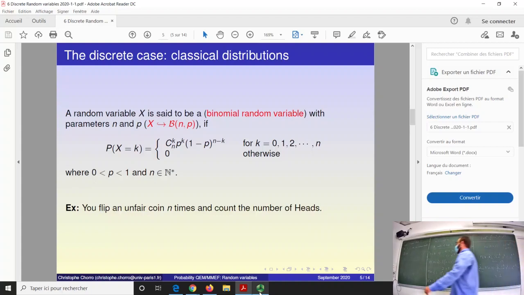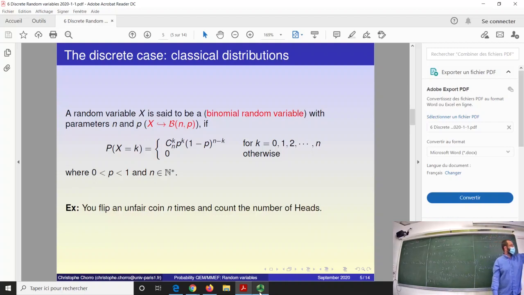What I want you to prove is that X1 + X2 + ... + Xn, the sum of my independent Bernoulli, follows a binomial of parameters n and p. If you do the sum of n independent Bernoulli of the same parameter p, you obtain a binomial of parameters n and p. From an intuitive point of view, it's clear.